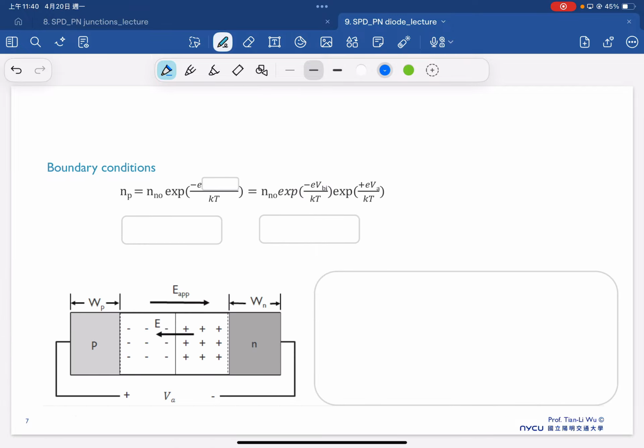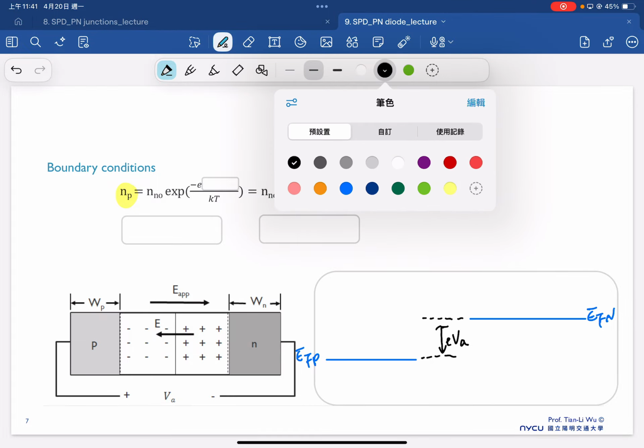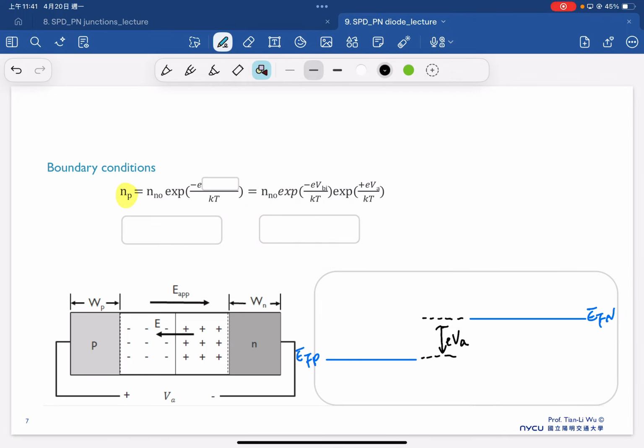Okay, so now we just try to do this step by step. So we have an NP here, which is shown here, and because this is under the forward bias condition, the forward bias tells us that we have EFP and EFN, and we all knew that the difference in here is mainly related to our forward bias, and we have been shown the band diagram.